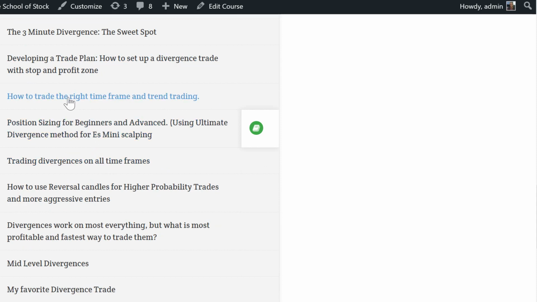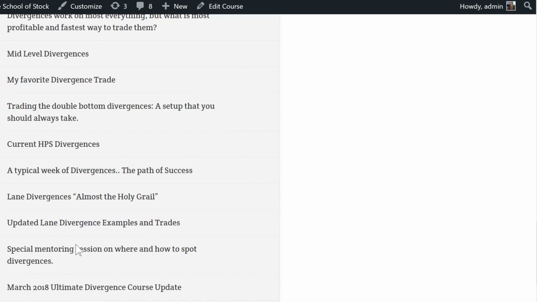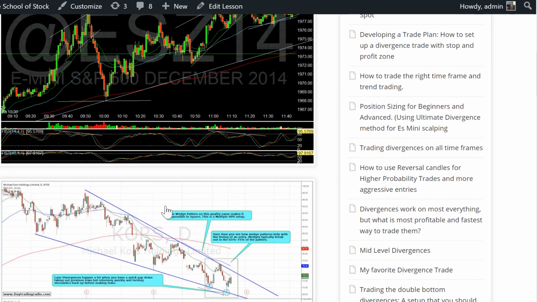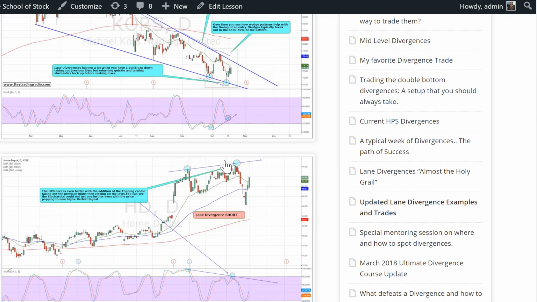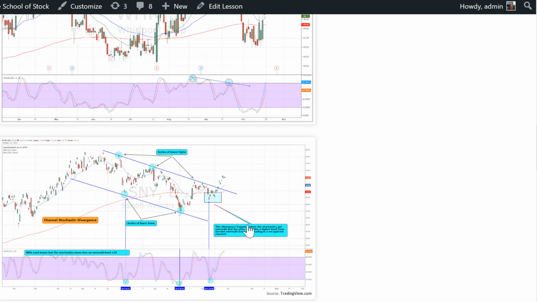Position size and trade the right time frame. A lot of them are just videos. A lot of them are updated examples. I always put all the good examples up there. These big divergences and drops.